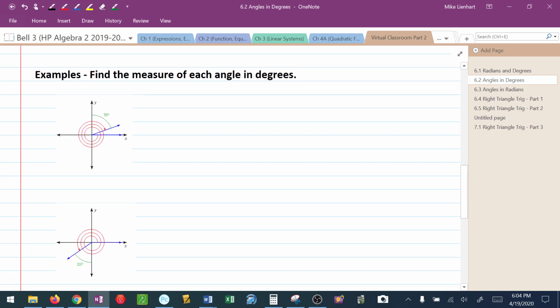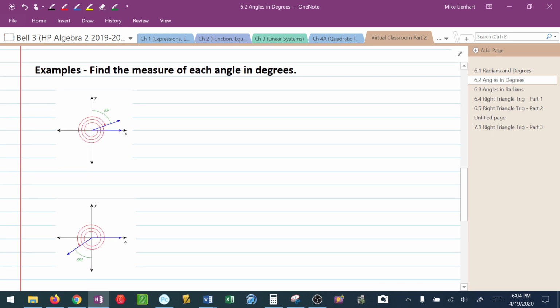What if they give us a picture though? If you look on the picture, you can see what I'm talking about, those multiple loops. Here's what I know. I find where it starts, the initial side, and I notice it goes down. Everybody notice that? So I know that I am dealing with a negative answer. This angle is going to be negative degrees.